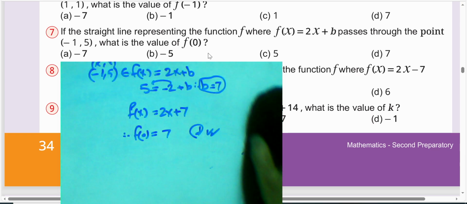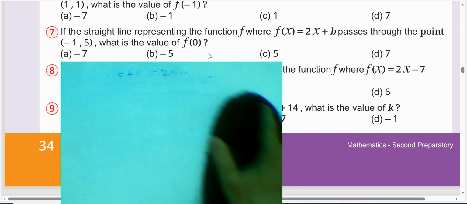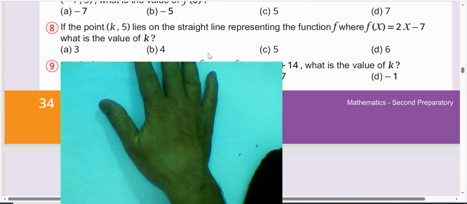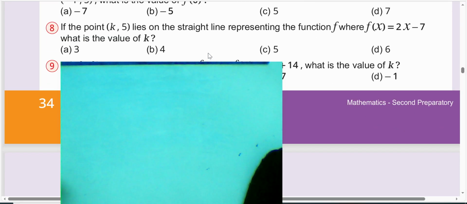Understood? Next question. The point k and 5 lies on the straight line. What is the value of k?